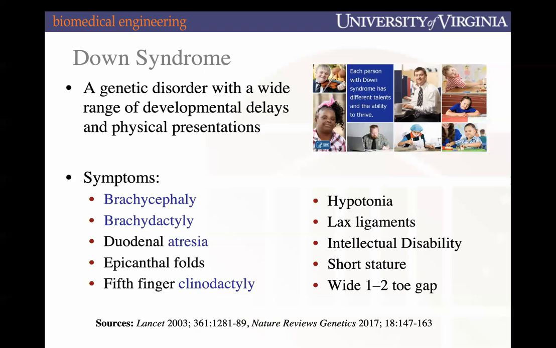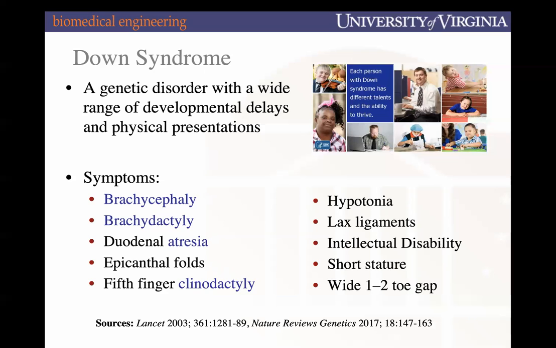Duodenal atresia, and epicanthal folds of the eyelids, which usually cause a bit of an upward slant in their eyes. Sorry, I'm all over the place today. I'm severely undercaffeinated. Let me take a step back. The epicanthal folds are the folds in the eyes that cause this upward slant. Duodenal atresia is developmental closure of the duodenum within their GI tract.